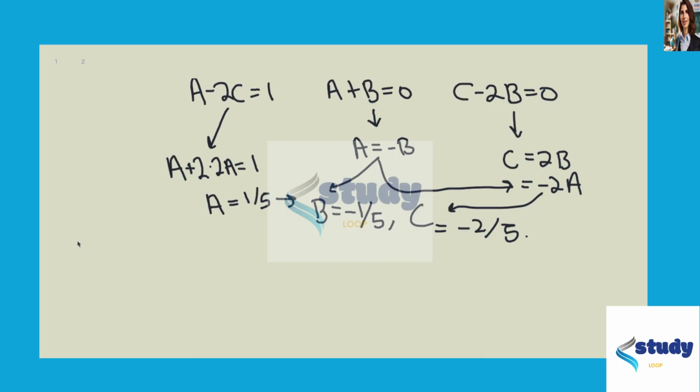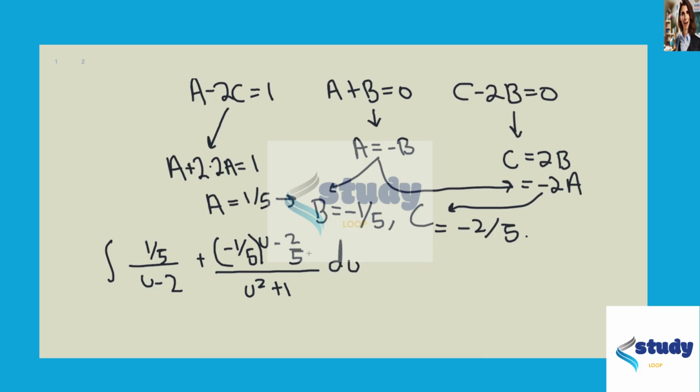Plugging these back into the integral on the first page, after we plug in for a, b, and c. So that's a u minus 2 down there, and then minus 1 over 5, and then times u, minus 2 over 5. That was our b and c terms. u squared plus 1 du. Now we can go ahead and split this into 3 integrals. So let's write that next.